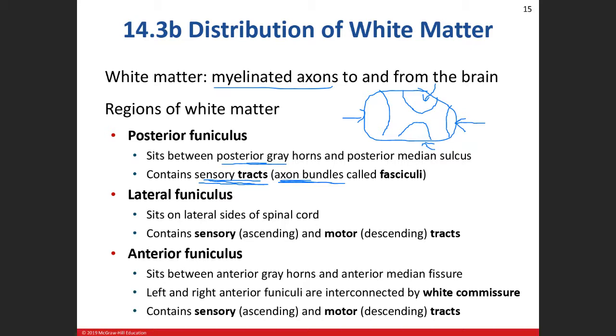The lateral funiculus is going to be on either side there, and that is going to contain both sensory and motor tracts, or ascending and descending tracts. And then finally, the anterior funiculus is going to sit in between the two anterior gray horns there, and that is also going to contain sensory and motor tracts. Okay? So let me show you a picture or a drawing of that in a little bit more detail.